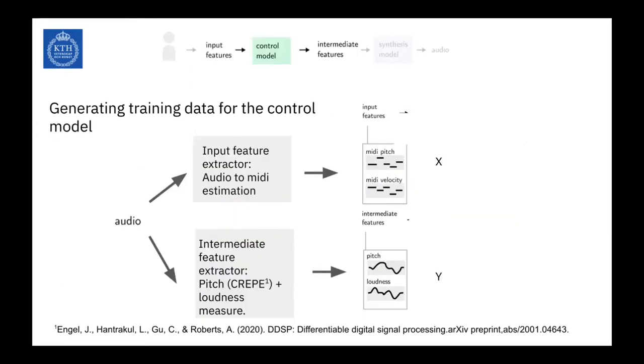In order to train our control model, we need to generate some input-output pairs. So for each piece of audio, we use an audio to MIDI transcriber to extract MIDI pitch and velocity. And from the same audio, we extract loudness contours and pitch contours.